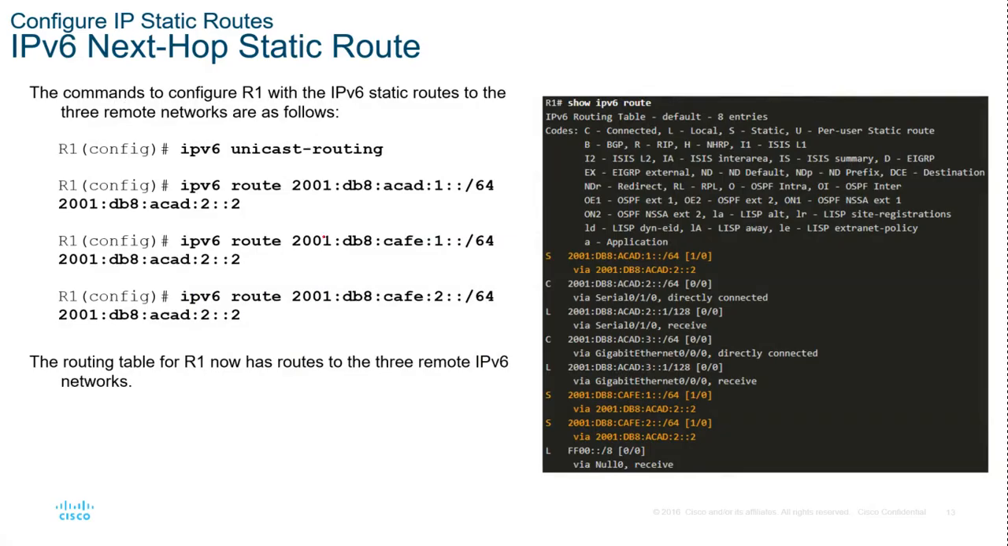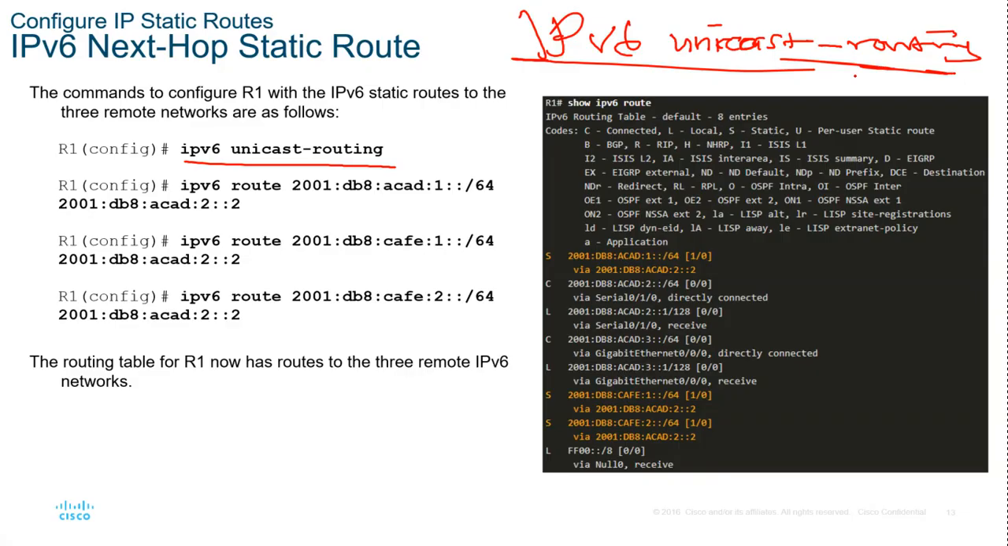For IPv6 it is still the same, but if you have to deal with IPv6, don't forget this command: ipv6 unicast-routing. It will allow IPv6 packets to be routed. The syntax is still the same: ipv6 route, then the destination network, then the next hop address. For the three, as you can see, the next hop is the same. What does that imply? That they're in the same direction.